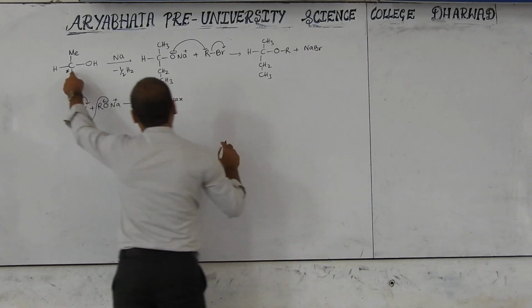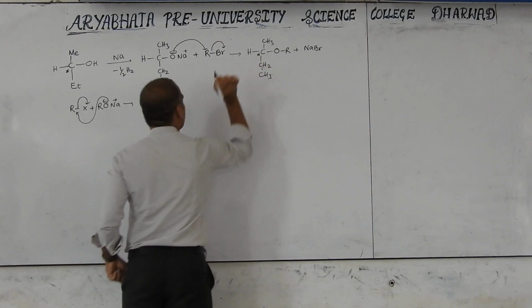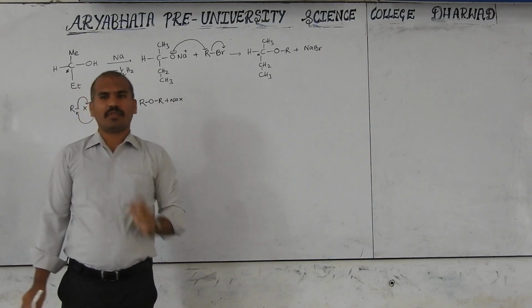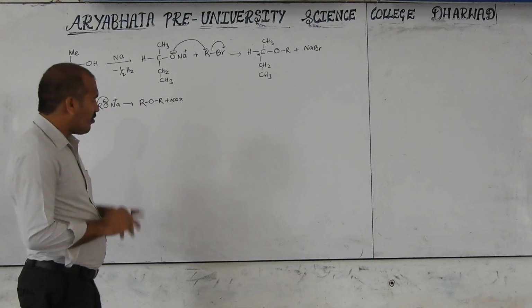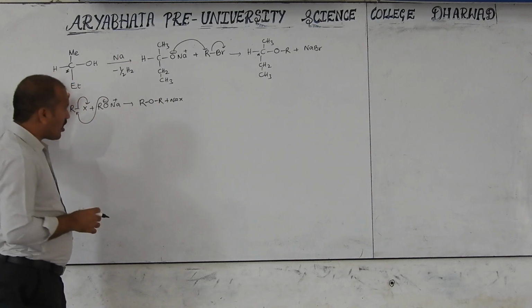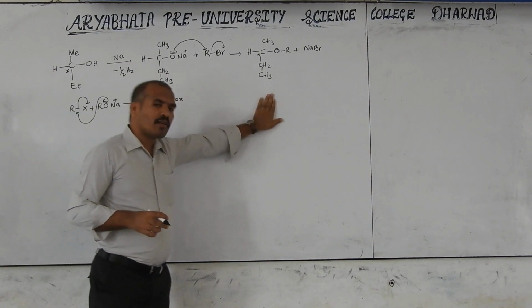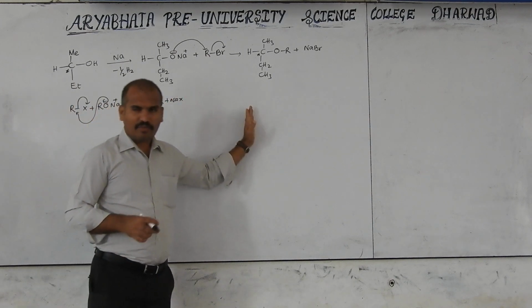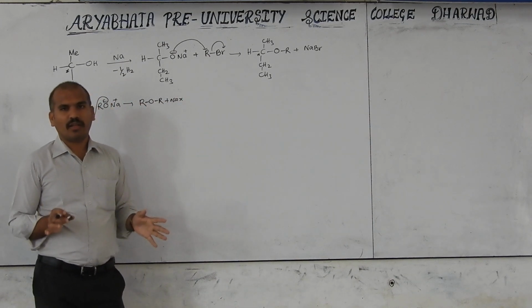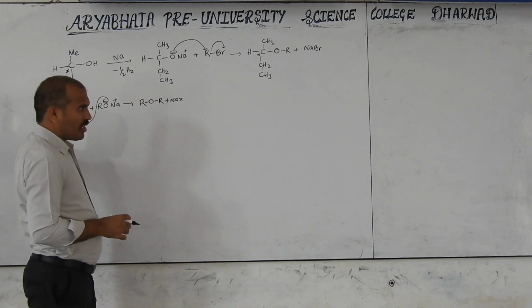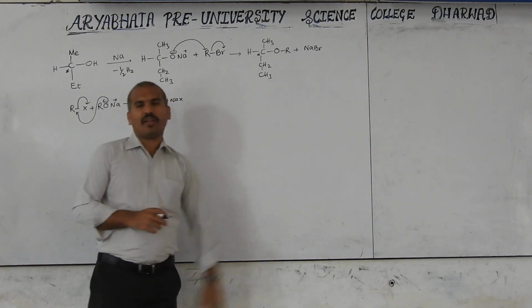Already we know this is chiral, and the product is also chiral. Around this carbon, all groups are different. What is the new thing I want to discuss in this? If the reactant has R configuration, the product also has R configuration. If S, then also S. It means retention. Retention configuration means whatever the configuration is in the reaction, the product has the same configuration.